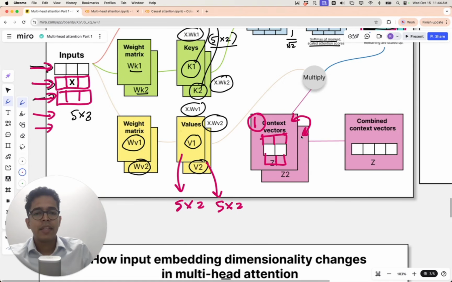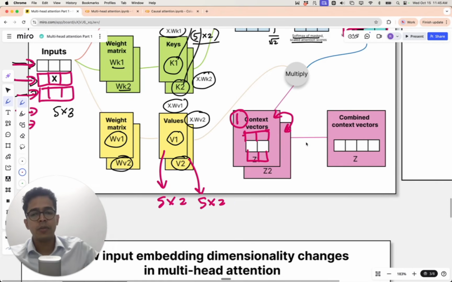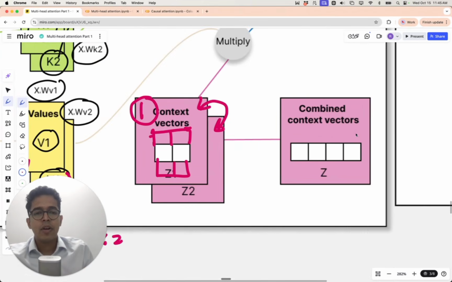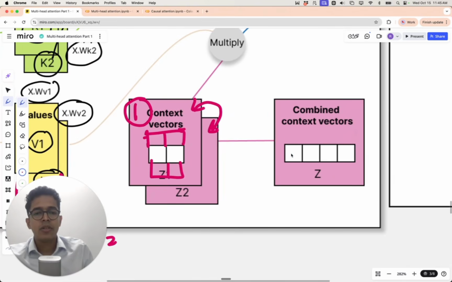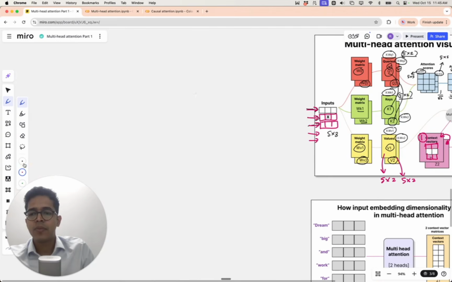So you have two context vector matrices, and then you concatenate them to produce one context vector matrix. Why do we call it a context vector matrix? Because you won't have just one vector like this, you will have 5 vectors. In our example, assuming we have 5 input tokens, we will have 5 context vectors. And what will be the final dimensionality of each of these context vectors? It will be 4, because you are concatenating two two-dimensional context vectors. Now let me draw this once to make everything clear.